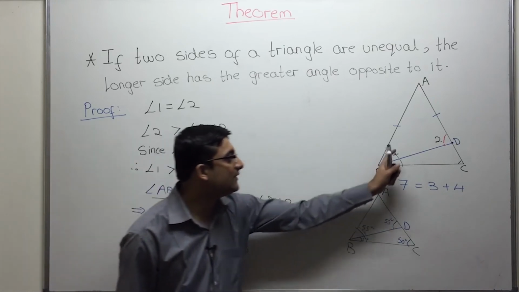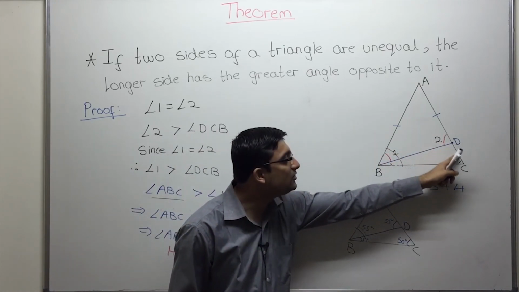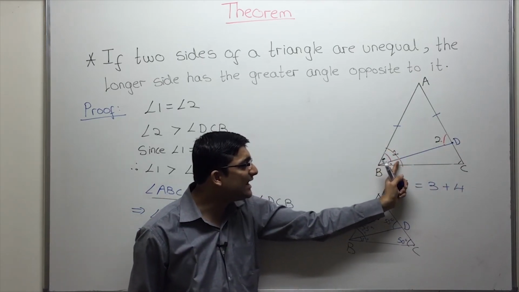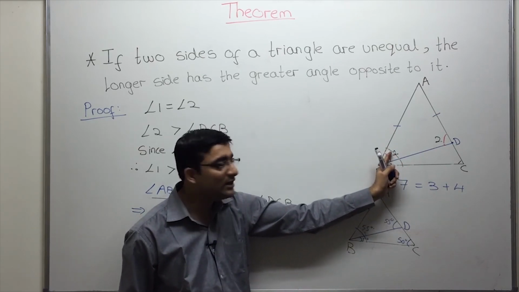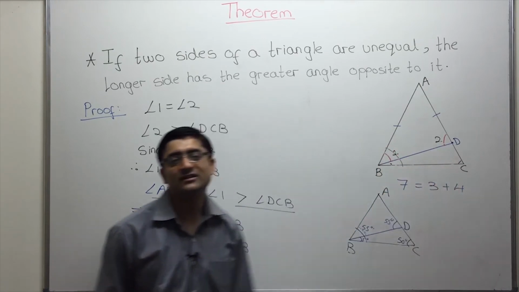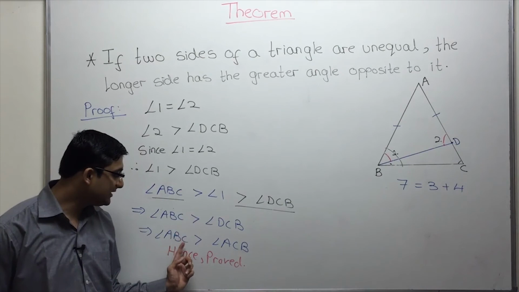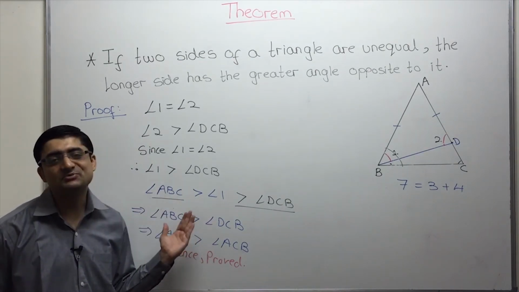So it's very simple. Angle 1 is equal to angle 2. Angle 2 is greater than this. Angle 2 is greater than this, so angle 1 will also be greater than this. Since this entire angle is furthermore bigger than this, angle ABC is bigger than angle 1. Angle 1 is bigger than this. That means angle ABC is greater than angle ACB, right? So this is how you prove this theorem.